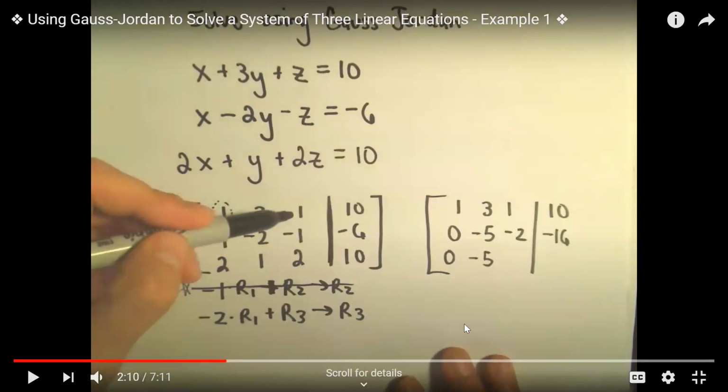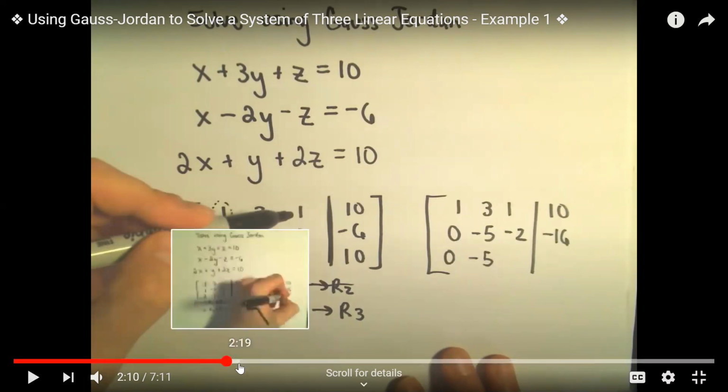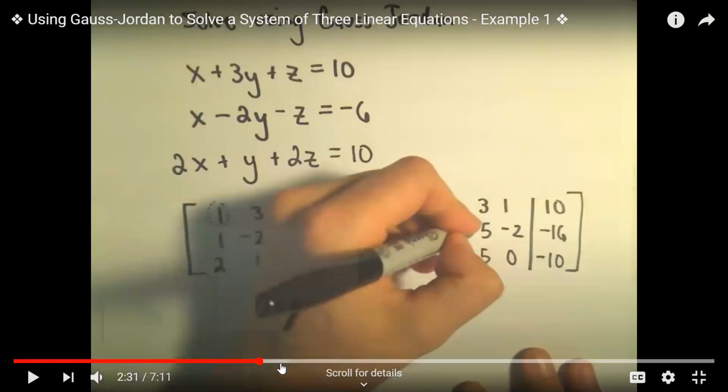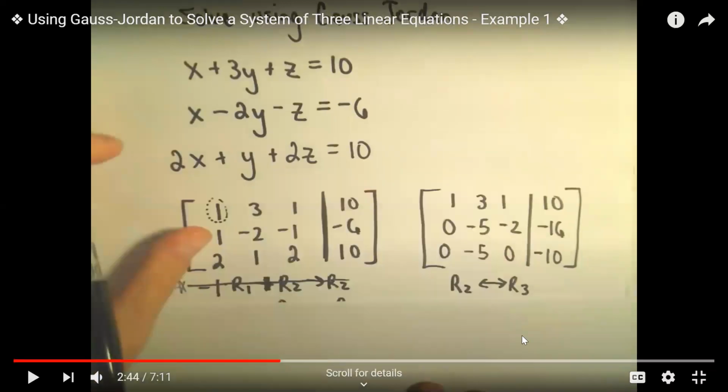So now we move forward and I'll tell you what happened. You see that the operation did not happen on row one. So row one remains as it is, 1, 3, 1, and 10, but the second row is changed and the third row is changed. I can go over it and you can see that. The second row becomes 0, -5, -2, -16, and the third row becomes 0, -5, 0, and -10.